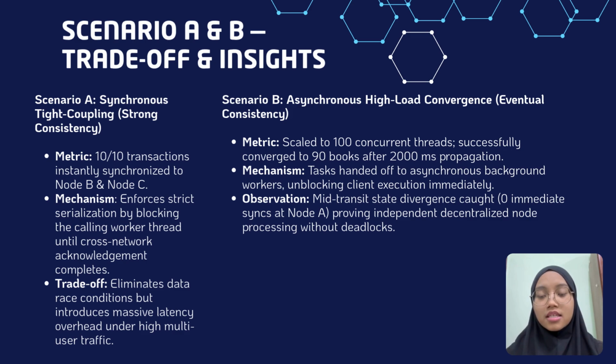To mitigate this, scenario B utilizes unsynchronized high-load convergence when 100 threads concurrently hit the node. Replication tasks are handed off to background worker pipelines, unblocking client execution immediately. While we count a temporary mid-transit state difference due to the 2000 millisecond network delay, the replica state successfully converges to a perfect 100/100 transaction mesh without a single deadlock.